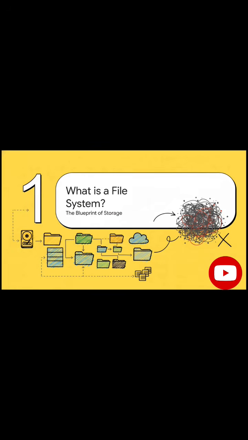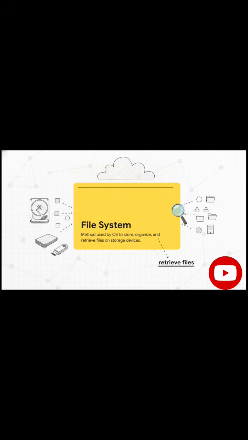Section 1. What is a file system? The blueprint of storage. So at its absolute core, a file system is simply the method, the data structure that your operating system uses to store, organize, and pull up files.